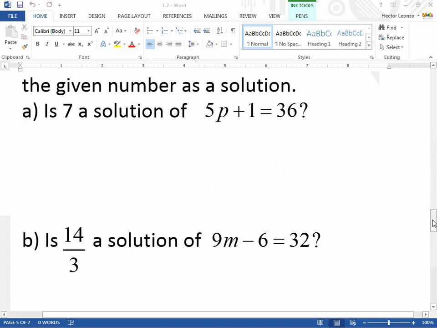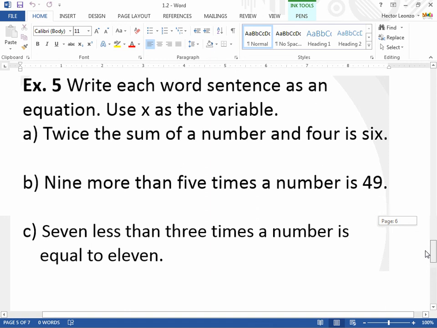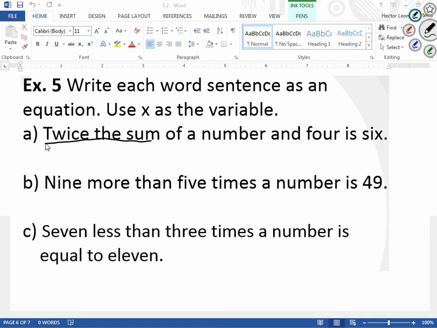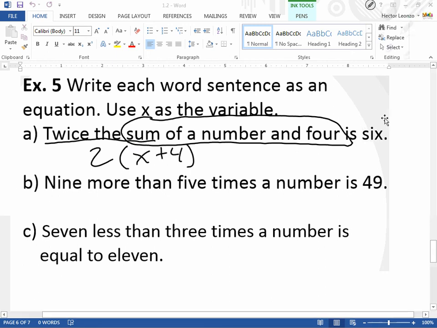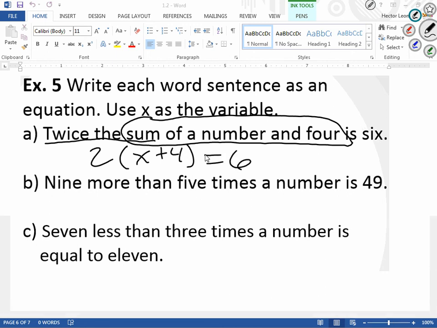Let me clear this up. Write each word sentence as an equation. Use x as the variable. So we're going to start reading little by little. Twice, so twice means two times the sum of a number and four. So let me read this: the sum of a number and four, so two times the sum of a number and four. Then it finishes with the phrase is 6. So equals 6.